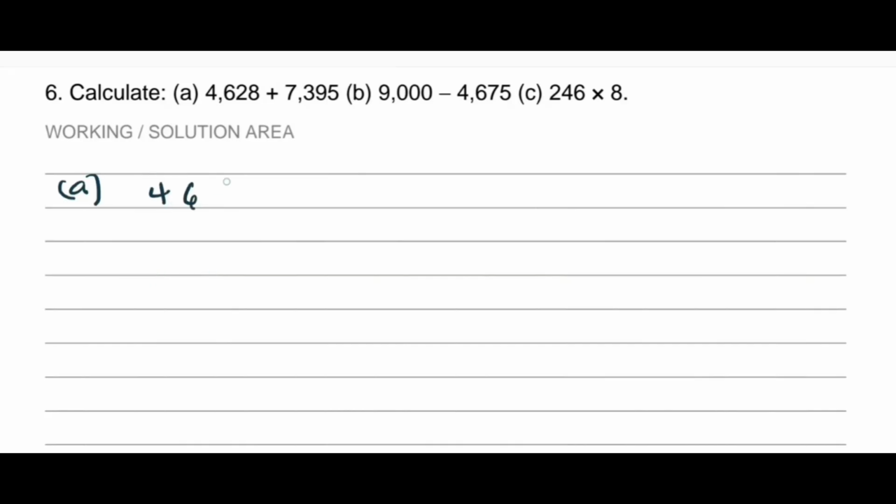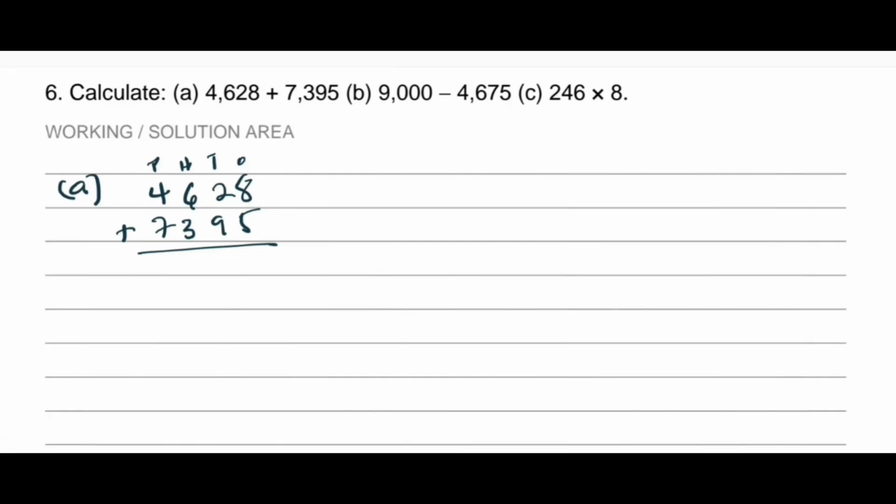4, 6, 2, 8 plus 7, 3, 9, 5. What you have to do is you add this 8 plus this 5. Do you understand? You add the ones column. This is the ones column. This is the tens column. This is the hundreds column. This is the thousands column. Have you seen it?